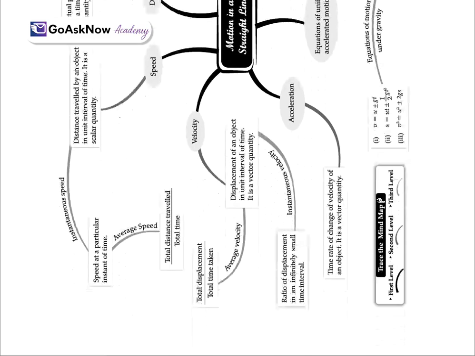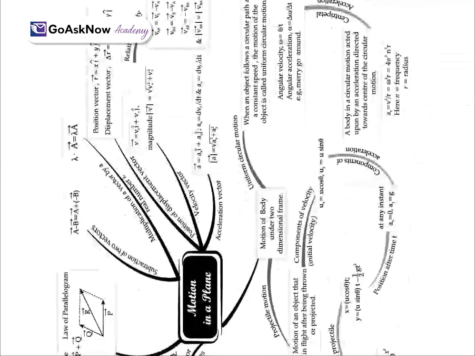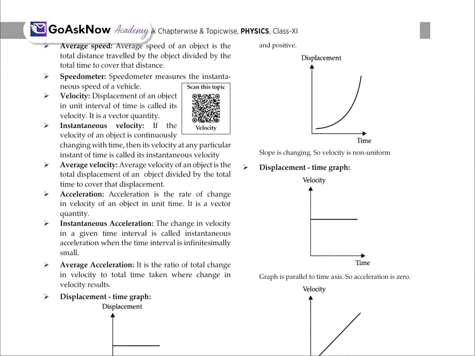Okay, we'll just deeply read all these topics, subtopics. Now, moving to the next, average speed. Average speed of an object is the total distance traveled by the object divided by the total time taken to cover that distance. That is average speed.